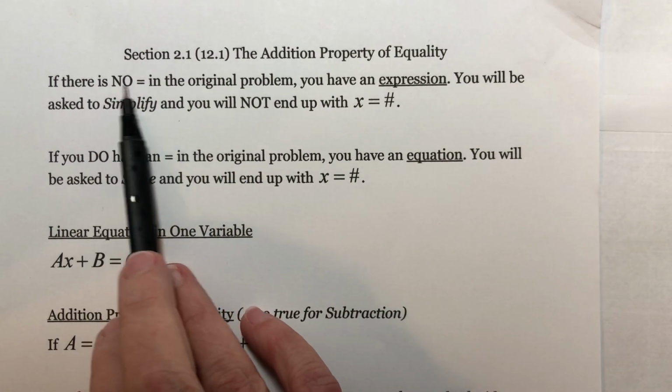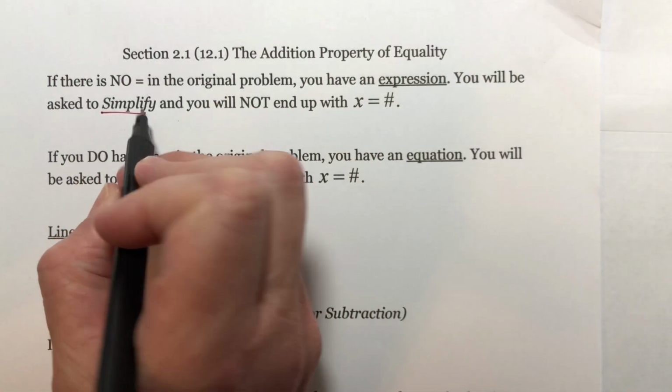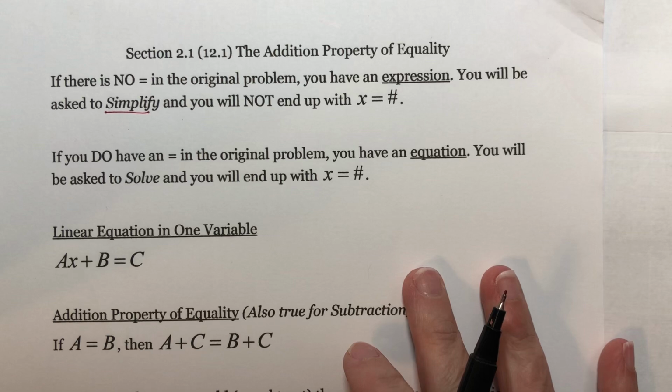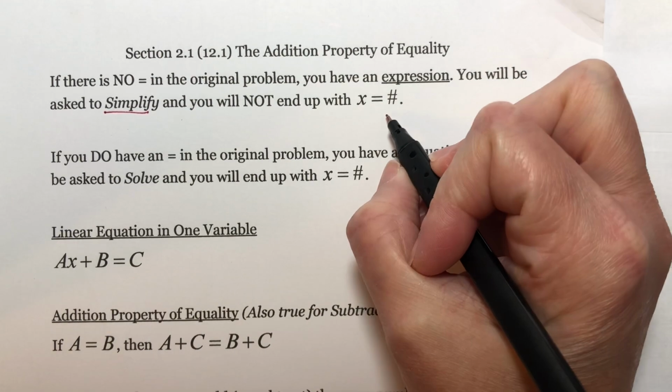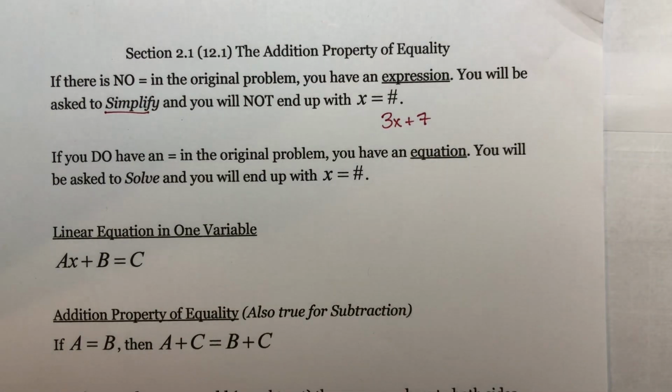Expressions have no equal sign in them, and you will be asked to simplify them. You're not going to end up with x equals 5 at the end. You'll end up with something maybe like 3x plus 7. It's simplified. You can't figure out what x equals.